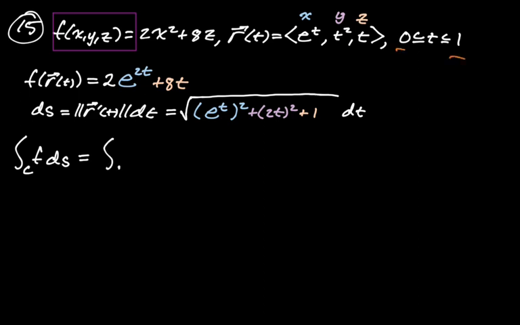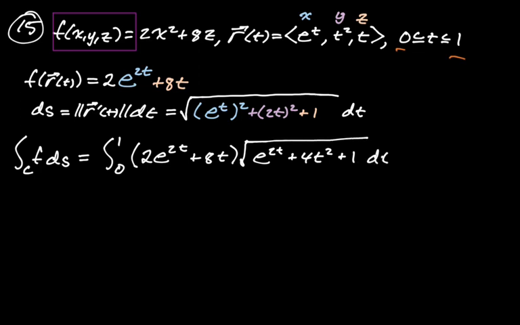We're going from 0 to 1, 2e to the 2t plus 8t, ds. I think we should simplify here. It's e to the 2t plus 4t squared plus 1 dt. This works out to be a perfect u substitution, right? If we let u be this, then du is going to be 2e to the 2t plus 8t, which is exactly what we have sitting out there.